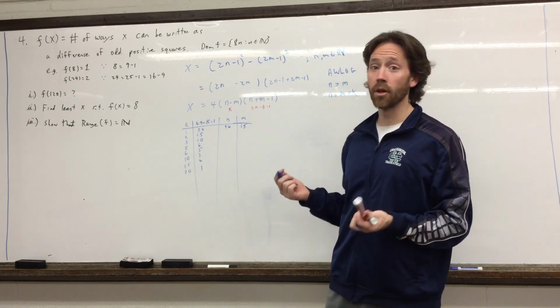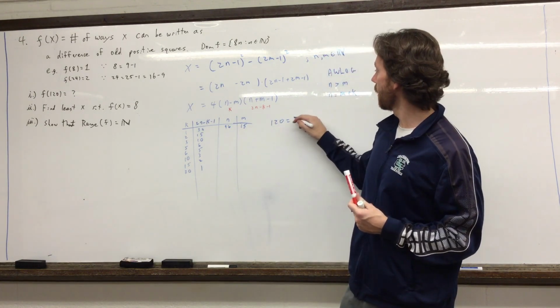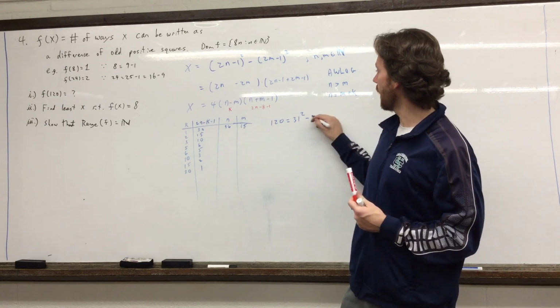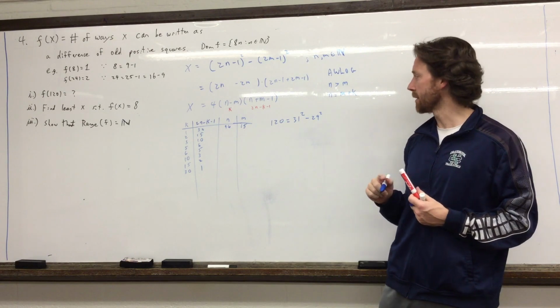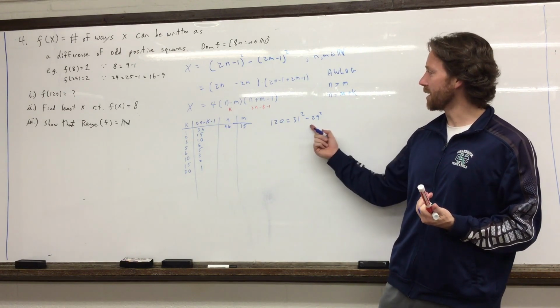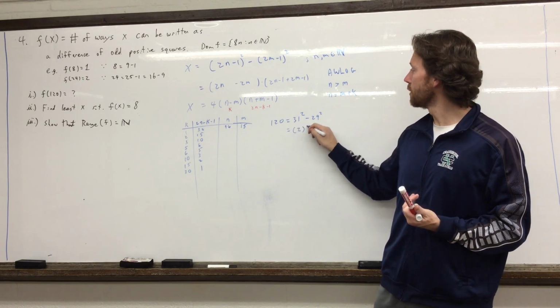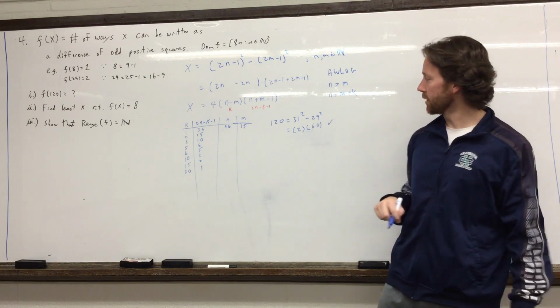So I could even double check at this point. 120 should equal 31 squared minus 29 squared. And if I'm really good with computing squares, I can check this by hand. But it's a little hard, so I'm not even going to. I mean, I guess I could write it as a difference of squares now. So 2 times 60. Yeah, so good.